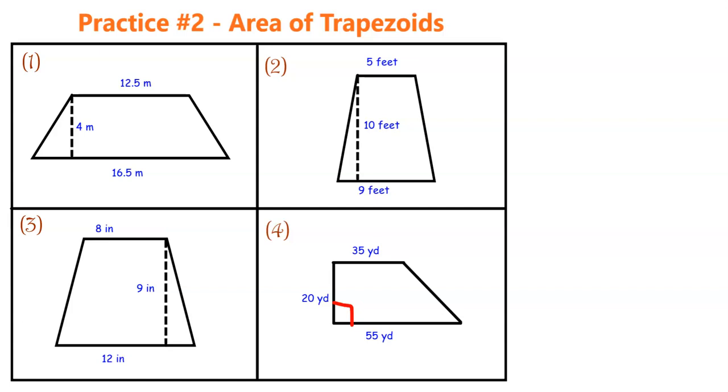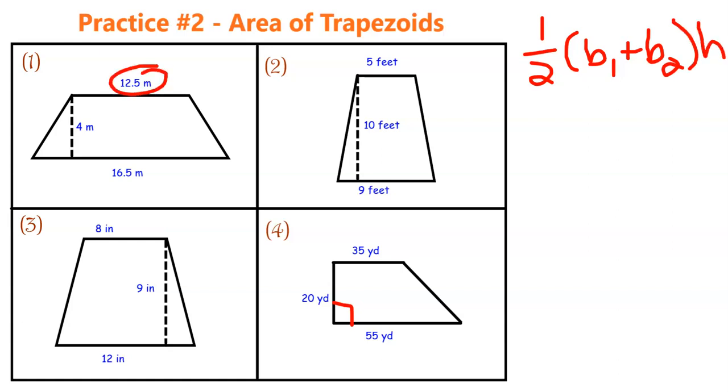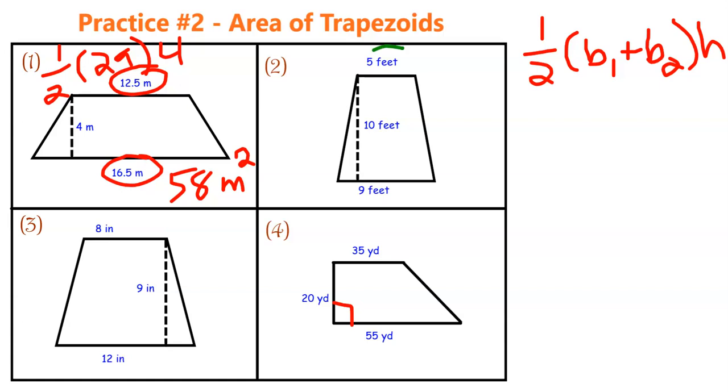So for number 1, again, remembering that our area formula is 1/2 sum of the bases times the height. What we have is 1/2, 12.5 plus 16.5, which together gives us 29. So that's 1/2 times 29 times 4, which is 58 square meters. For number 2, moving over to the right here, we have 1/2 the sum of the bases. So that's 1/2 times 14 times 10, because 10 is the height, which gives us an area of 70 square feet.